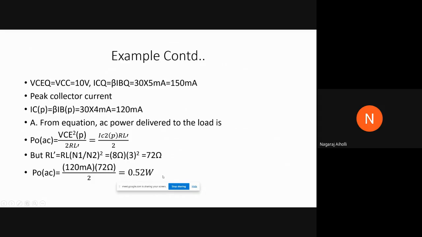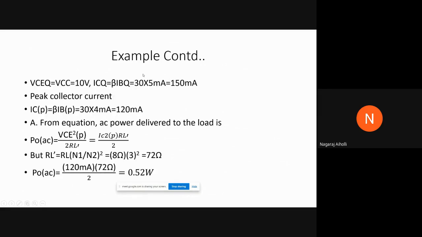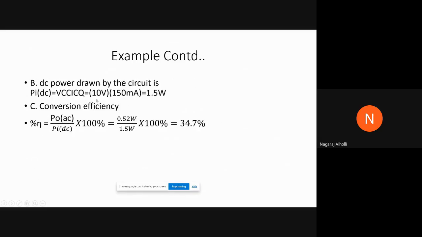Then the DC power drawn by the circuit, PIDC, is VCC into ICQ. VCC is 10 volts, it is given, multiplied by ICQ. ICQ we have calculated here, you can see it is 150 milliampere. Substitute that. So 150 milliampere into 10 volts. If we find the value of this, it comes out to 1.5 watt. That is 150 into 10 volt into 10 raised to minus 3.